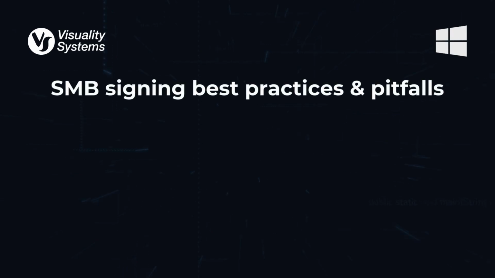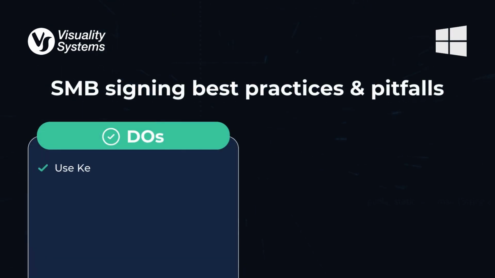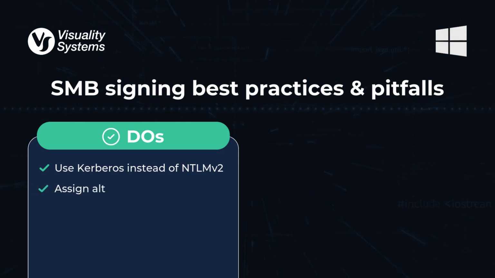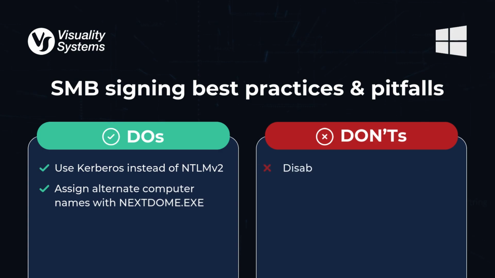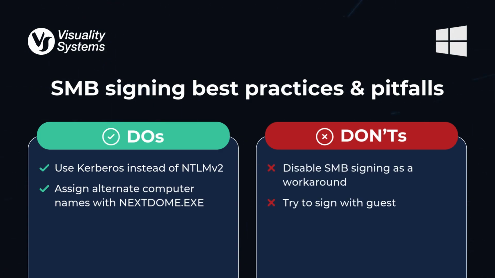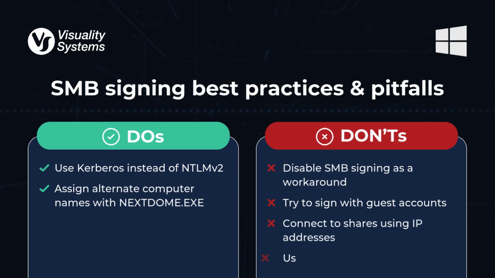Here are some important do's and don'ts when working with SMB signing. Use Kerberos instead of NTLMv2 for secure authentication. Assign alternate computer names using the NetDom tool. Don't disable SMB signing as a workaround. Avoid signing in with guest accounts. Never connect to shares using IP addresses. Refrain from using CNAME DNS records for SMB connections.